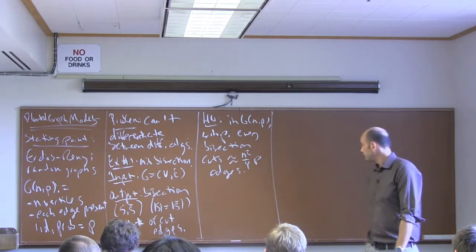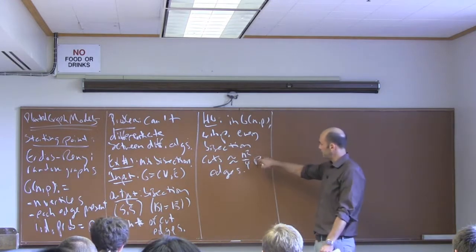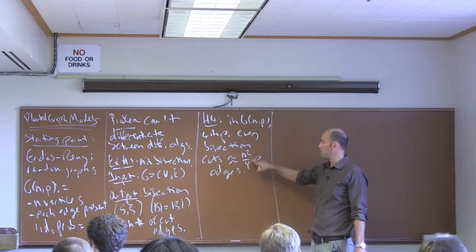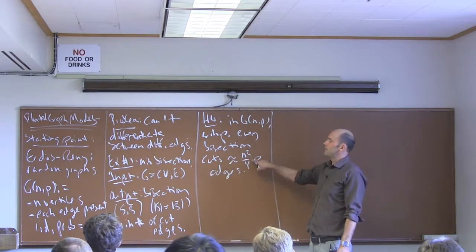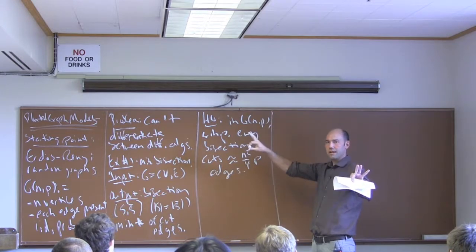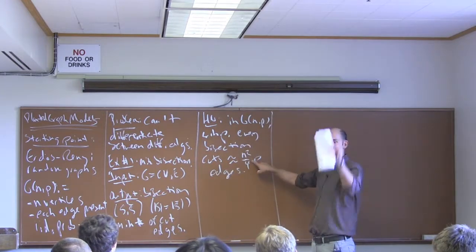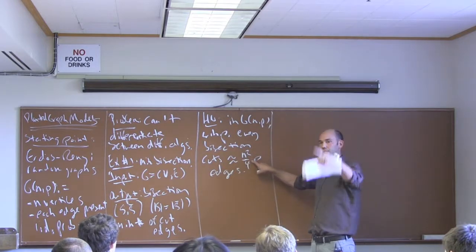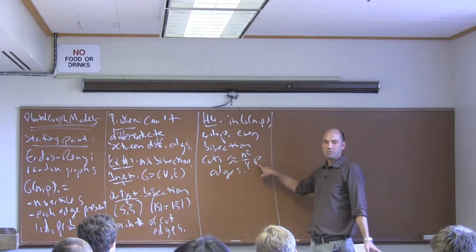So why is this true? This is roughly the total number of edges, n squared over 4. Fix a bisection, n over 2 vertices on the left, n over 2 vertices on the right. This is the number of potentially crossing edges. You have a choice of one of n over 2 vertices on the left, one of n over 2 on the right. Each of those edges is present with probability p.